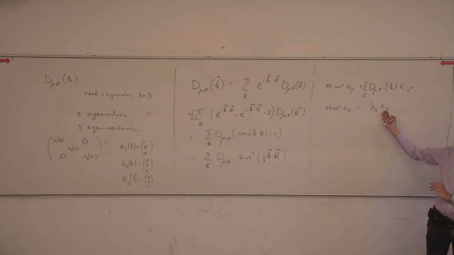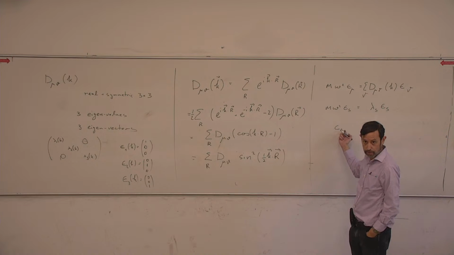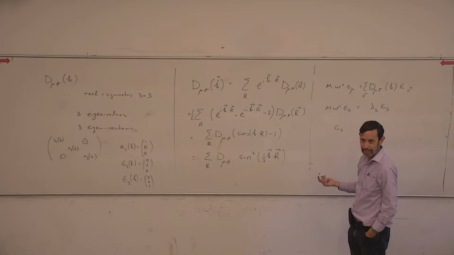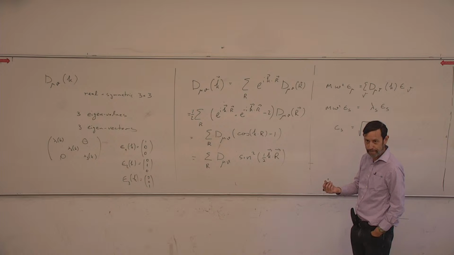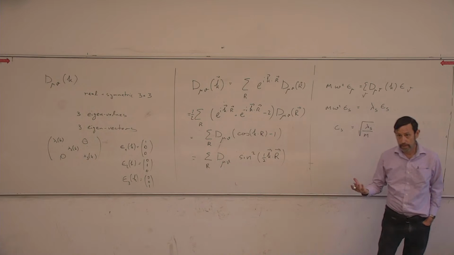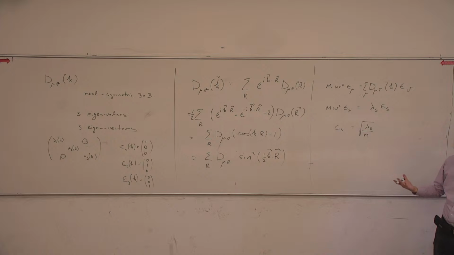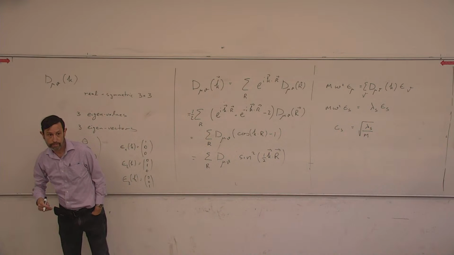Which is 3 times the one-dimensional case. The only thing that changes is that we have 3 branches, because S goes between 1 and 3. And each branch doesn't necessarily have the same speed, because it depends on lambda S over M, and lambda S doesn't have to be the same. It depends on the form of the interaction.